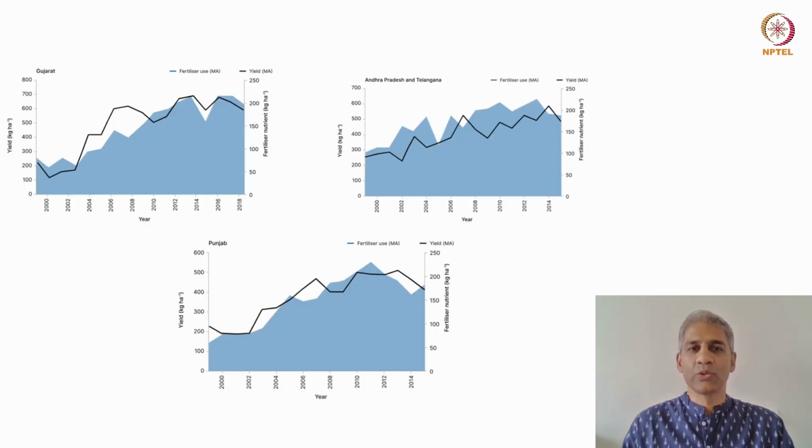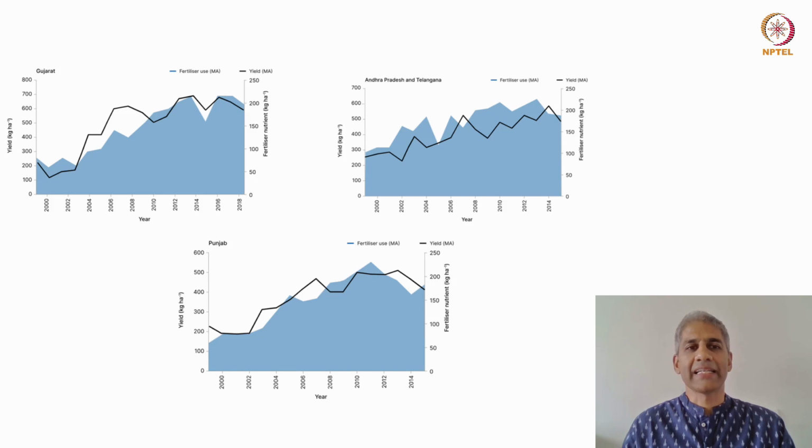And then finally, to look at another factor, which was the use of fertilizer. So again, this is a graph which shows the yield, which was similar to the earlier graph for Gujarat, Punjab, and Andhra Pradesh and Telangana. And you can also see the amount of fertilizer being used. So again, this is the fertilizer being used per unit area, so kilograms per hectare, and that seems to follow the increase in yield in Gujarat. It seems to follow the increase in yield in Punjab and Telangana.